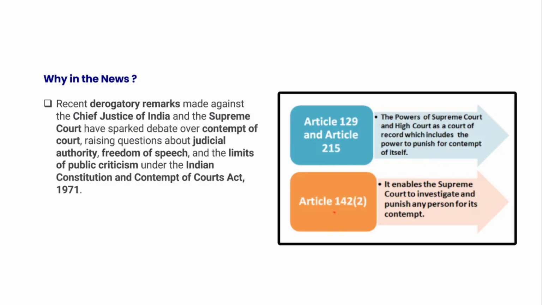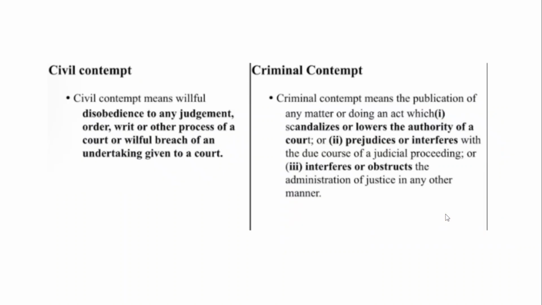Now, in fact, Article 142 Clause 2 enables the Supreme Court to investigate and punish any person for its contempt as well, right? So these two articles deal with the contempt provisions of the Supreme Court and High Court. Now, as I've already told you, contempt is of two different types. One is civil contempt, second is criminal contempt.